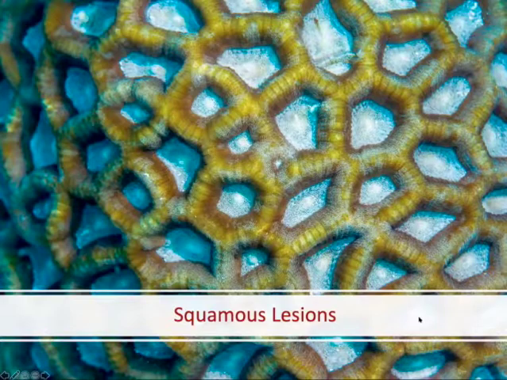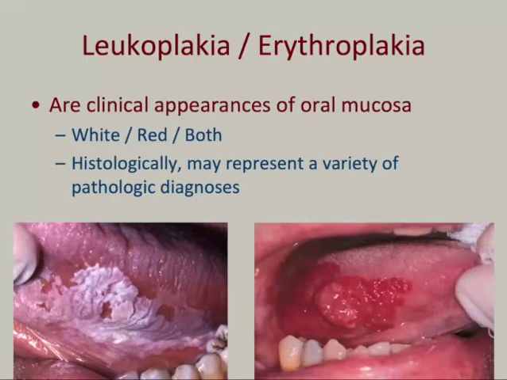So I'm going to go through all the different anatomic sites of the head and neck, rather, starting with the squamous sites. So the first thing that clinicians might see in evaluating patients' mouths, right, is leukoplakia, erythroplakia, leuko being white, erythro being red. So these are clinical appearances of oral mucosa that histologically may represent a wide variety of pathologic diagnoses. So this is not a pathologic diagnosis, this is a clinical diagnosis. I didn't confirm, I assume you guys can all see this, yeah?